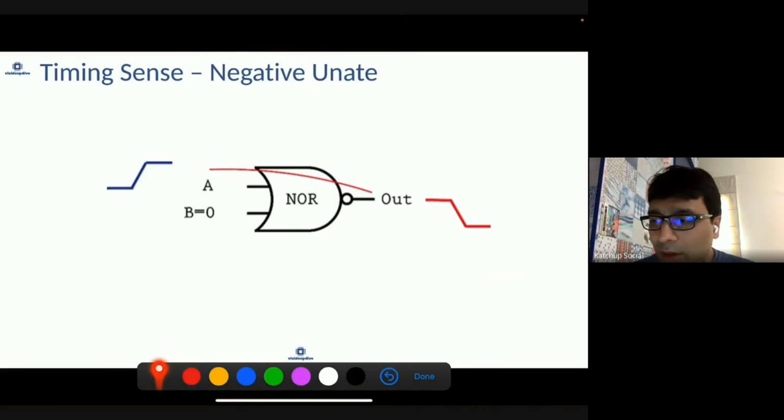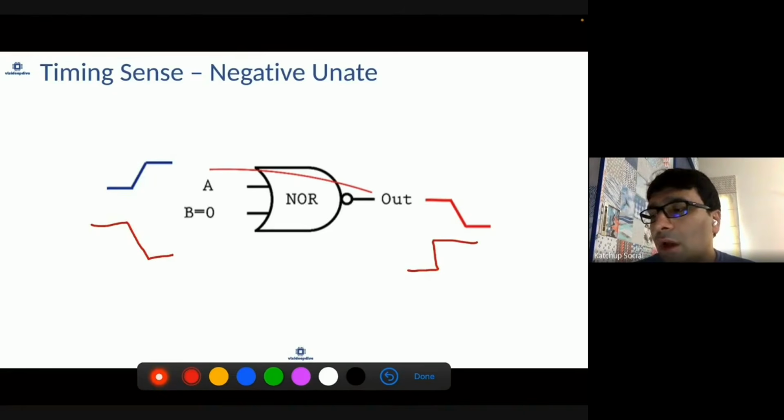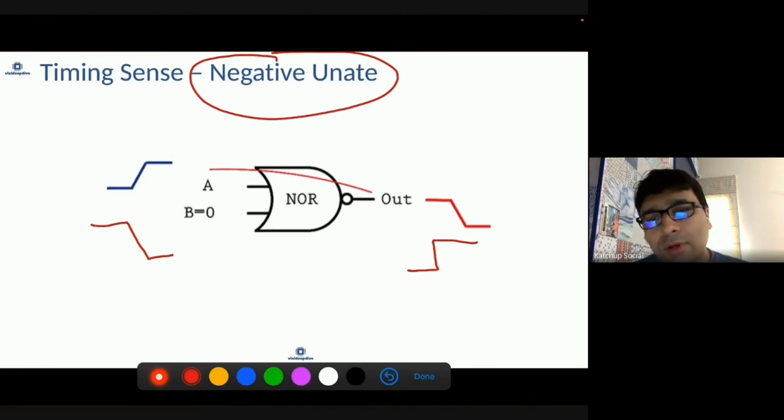Negative unate arcs are those which follow the input in the opposite direction. So if the input rises, the output falls, or the input falls and the output rises. These arcs are known as negative unate arcs. They follow the input in the opposite direction.